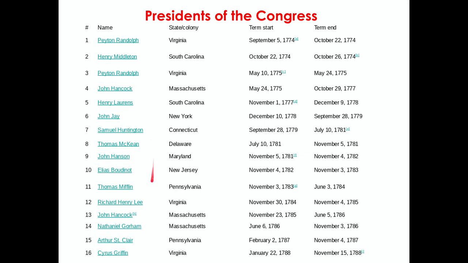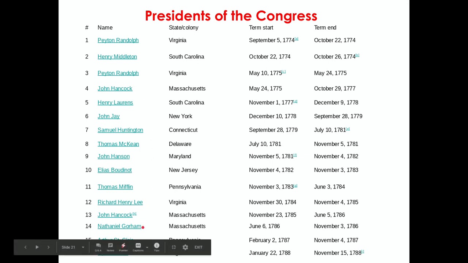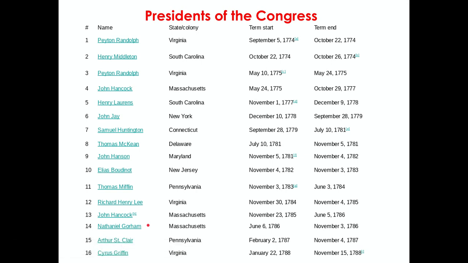One person I want to point out to you down here, number 14, Nathaniel Gorham of Massachusetts, was president of the Congress for a little bit. He will later, with his friend Oliver Phelps, buy all of the land in upstate New York, basically including Canandaigua, which will be settled by his son, also named Nathaniel Gorham, and Gorham Street is named for them.